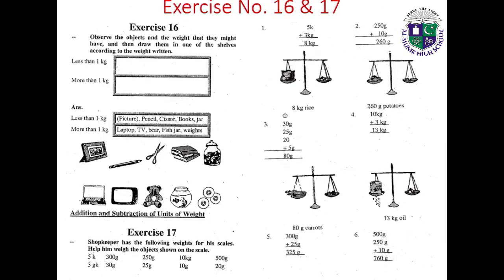Exercise 16. Observe the objects and the weight they might have, and then draw them in one of the shelves according to the weight written. Less than 1 kilogram, more than 1 kilogram. Less than 1 kilogram: picture, pencil, scissors. More than 1 kilogram: books, jar, laptop, TV, fish jar. The weight is heavier, more than 1 kilogram.